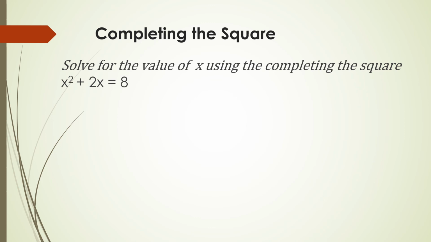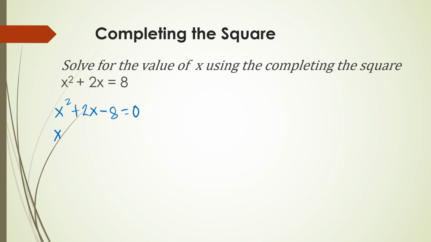Solve for the value of x using the completing the square. Given x squared plus 2x is equal to 8. So, lahat ng term, lagay muna natin on the left side. Okay? Para ma-equate natin siya into 0. So, given, you have x squared plus 2x minus 8 is equal to 0 using the addition property of equality.